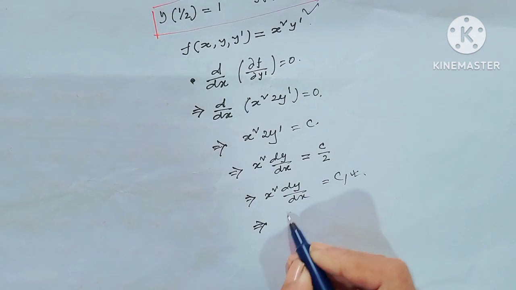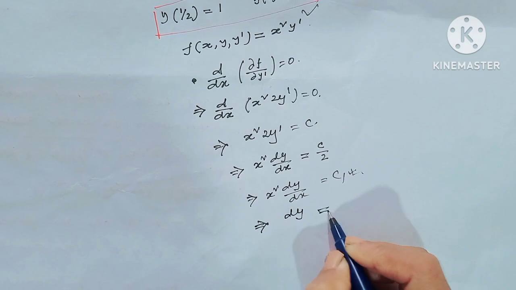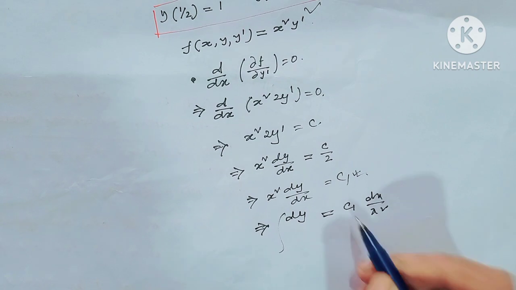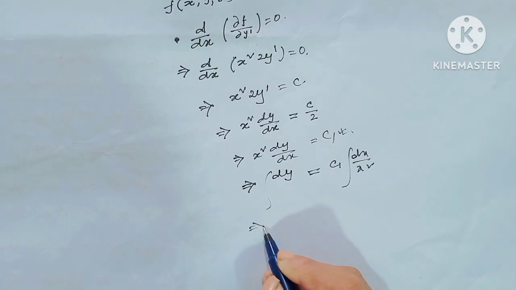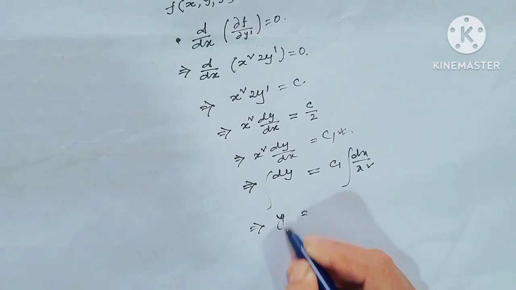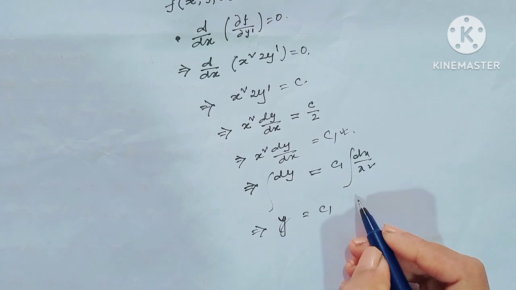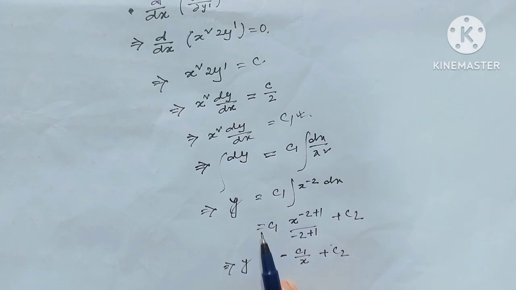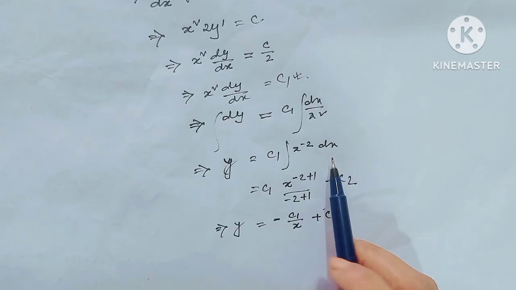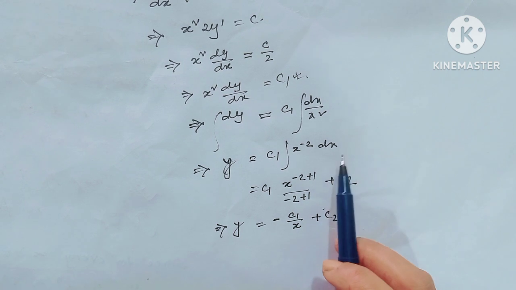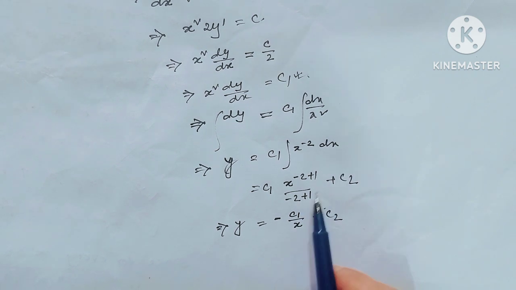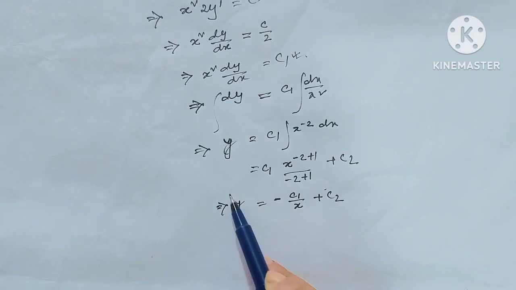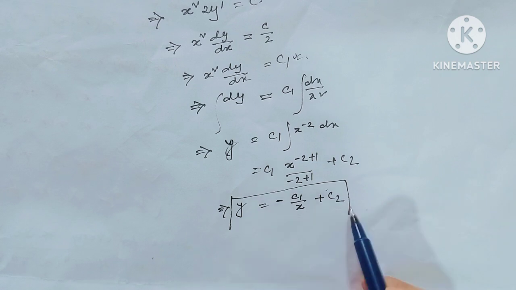That implies x squared dy/dx equals c1. Now write this as dy equals c1 dx over x squared. Now integrate both sides. Then y equals c1 times the integral of x to the power minus 2 dx, and the value of the integration is x to the power minus 2 plus 1 over minus 2 plus 1, plus c2. That means y equals minus c1 over x plus c2.